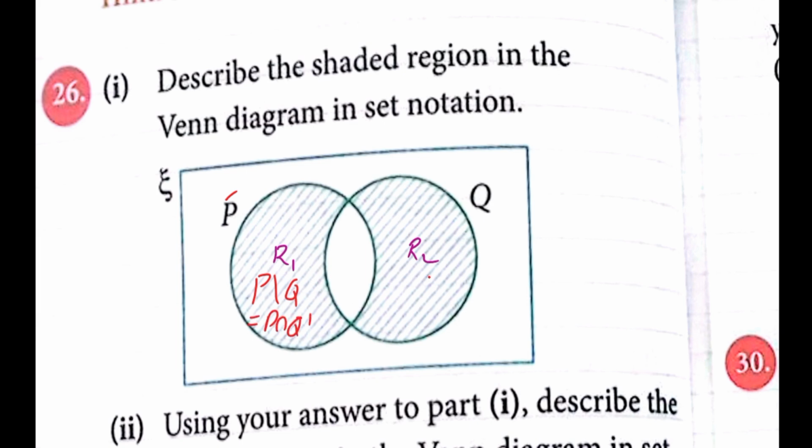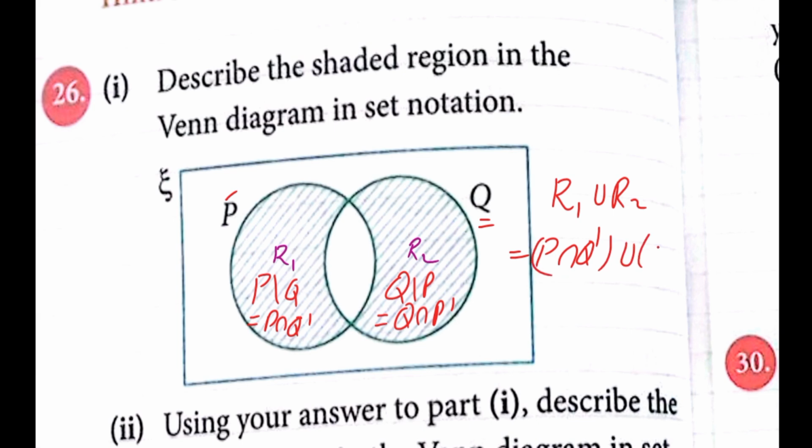Similarly, region 2 represents the shaded region of Q which is not included in P. So this represents Q difference P, which is Q intersection P complement. As there are two portions which are shaded here, the required region is given by R1 union R2. What is that? It is P intersection Q complement union Q intersection P complement.